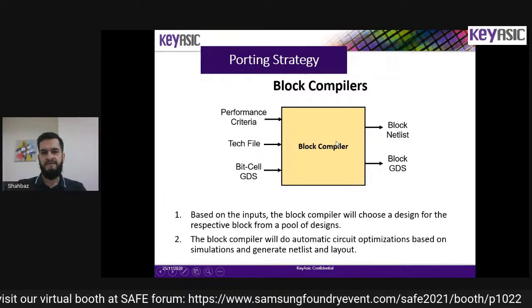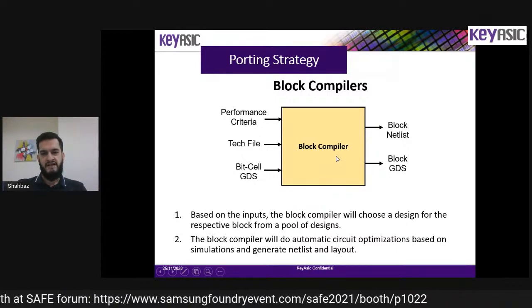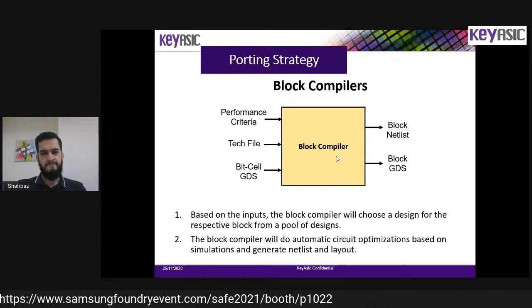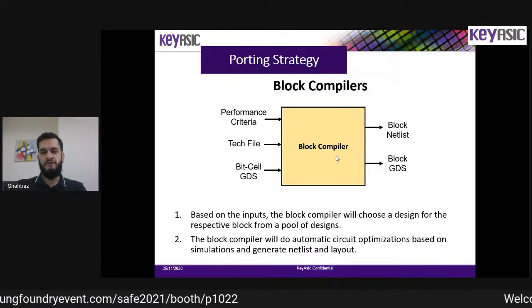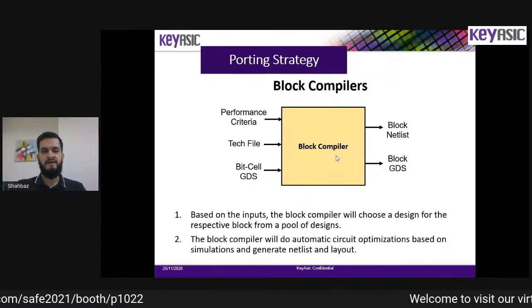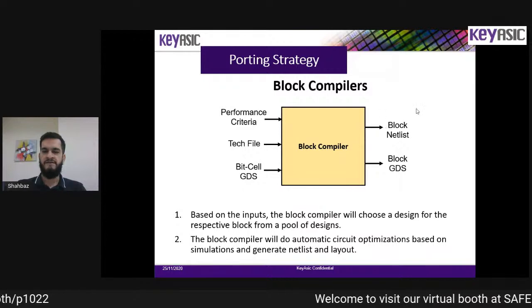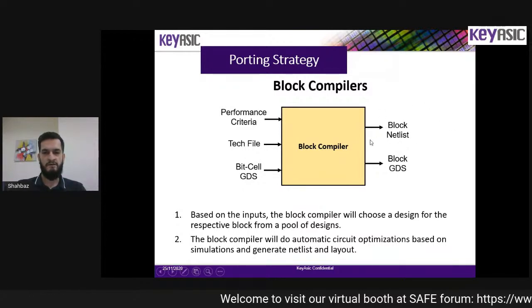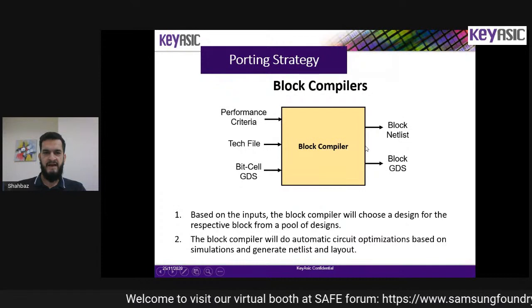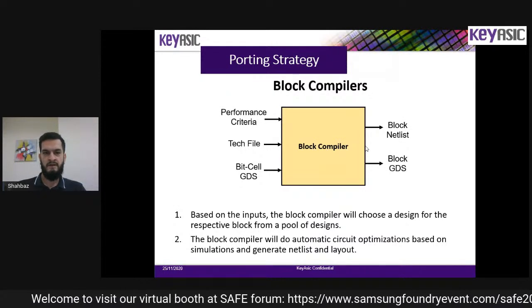And based on these inputs, the block compiler essentially optimizes the design automatically, and it generates a layout based on the DRC rules, right? And it also generates the netlist for that block, right? So this is the entire idea behind the block compiler.